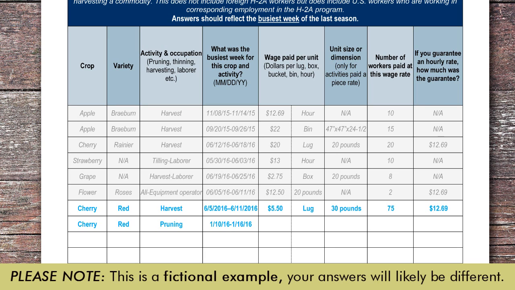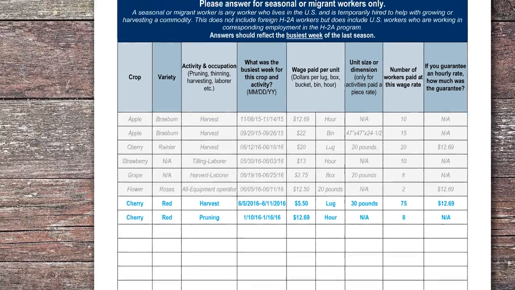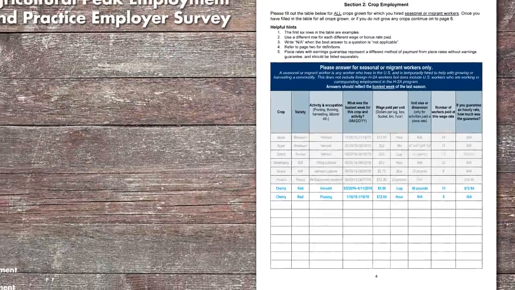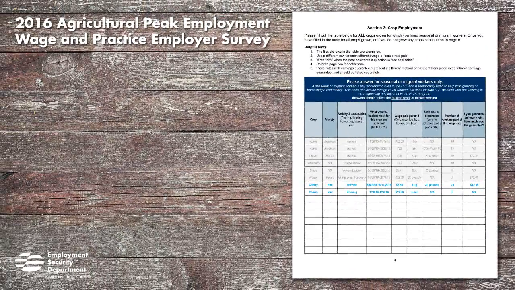We paid our seasonal and migrant, non-H-2A, workers the adverse effect wage rate of $12.69 an hour to prune cherry trees. The unit size dimension is not needed because we are paying by the hour and not by the unit. We had 8 seasonal and migrant workers pruning red cherry trees during the week of January 10th through 16th. And the hourly rate guarantee is not needed because we are already paying by the hour.